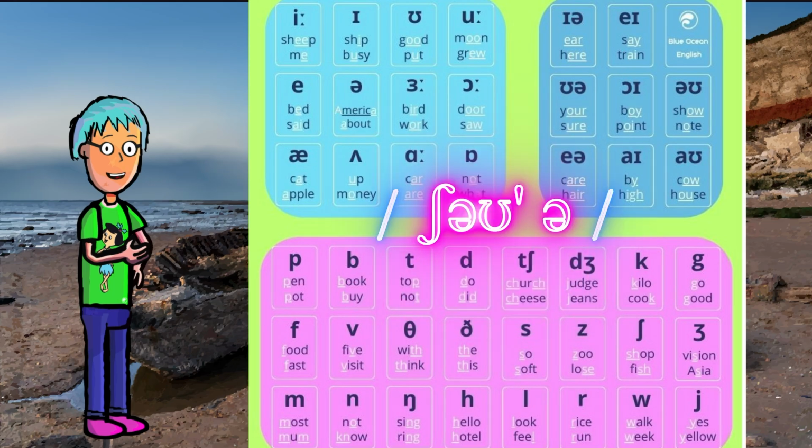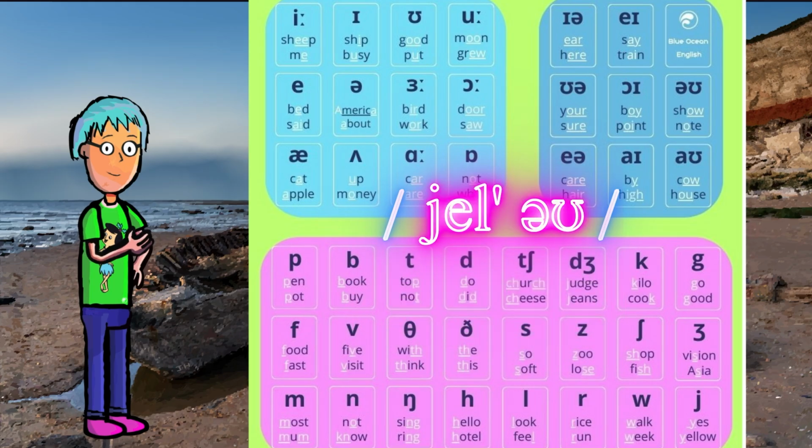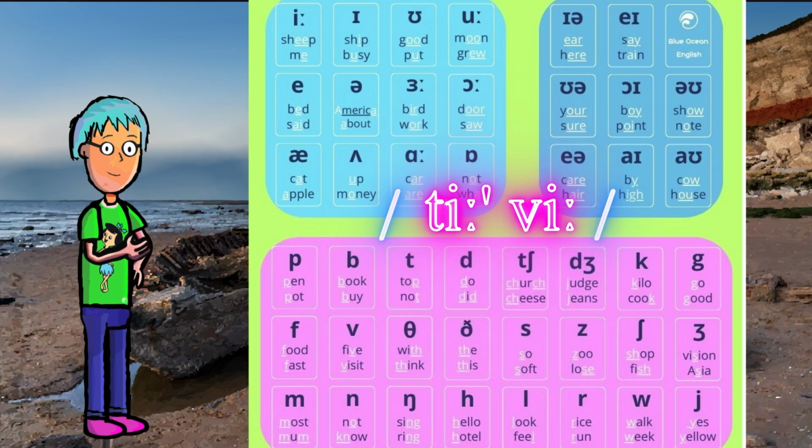And now I'm going to show you some words again written using the symbols, and you can pause the video to see if you can understand what the word is. So here's the first word, shower. So shower, shower. The next word, this is yellow. So yellow, yellow. And the last one, so this is TV, TV. So that long E sound, TV.